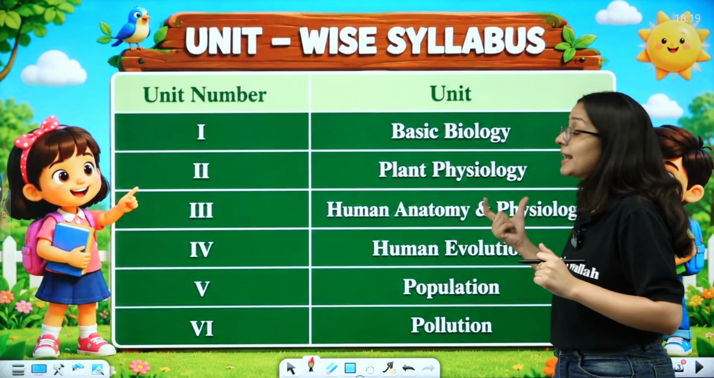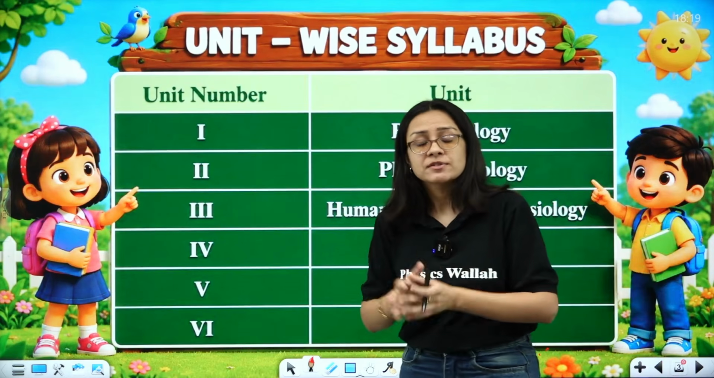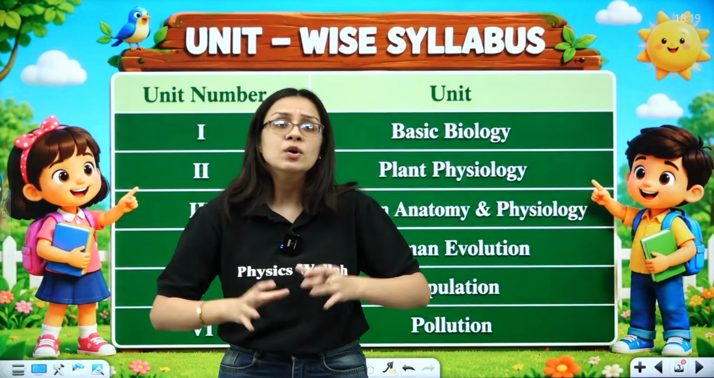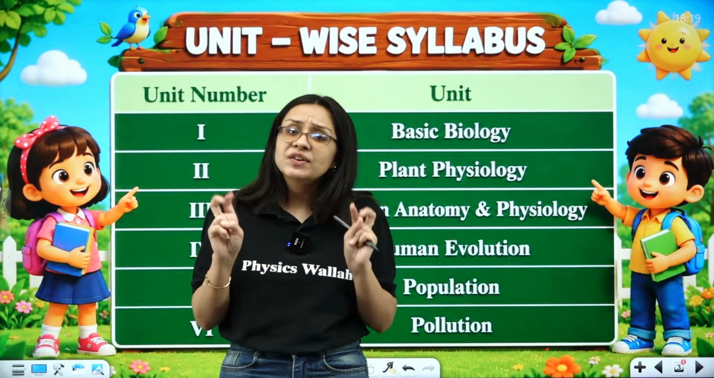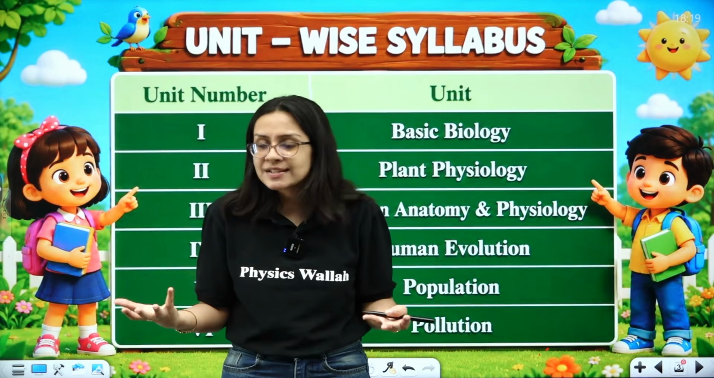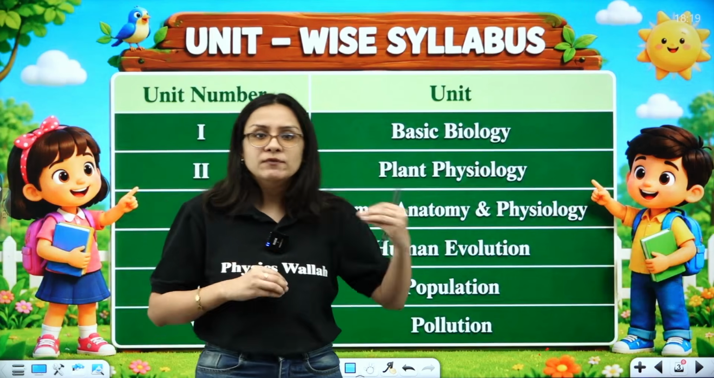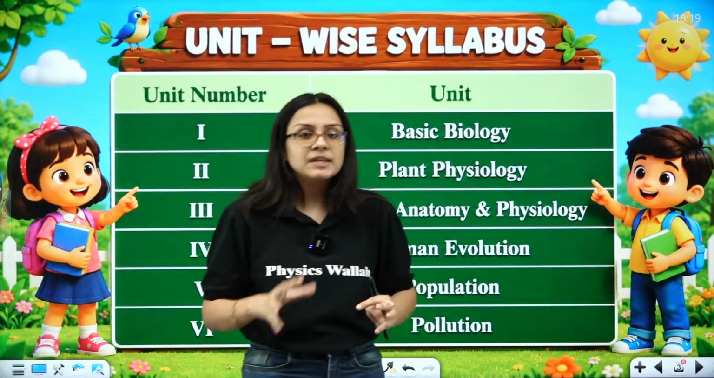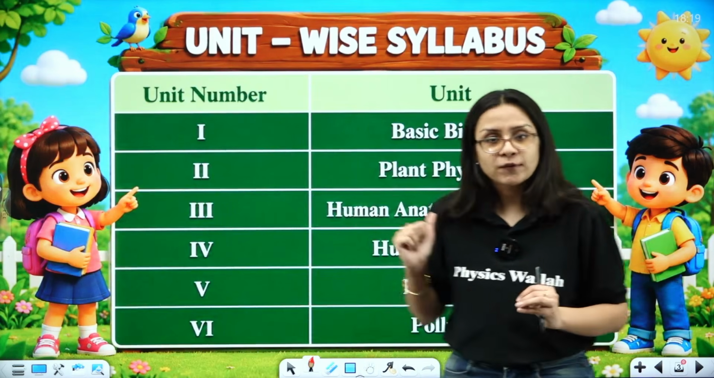Then you have human anatomy and physiology, which has 6 chapters, the most lengthy unit I would say in your entire syllabus, and also content heavy, plus the most feared unit which most of the students actually feel like. Because there are so many flowcharts, so many terms, so many diagrams that you need to remember. But trust me, once you understand, it's going to be a cakewalk for all of you.